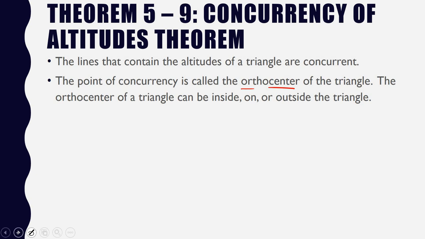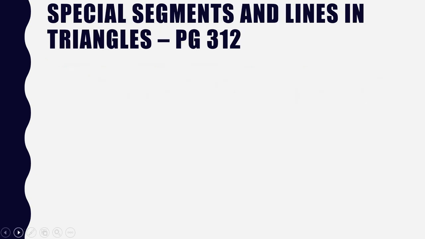The last thing I want you to do is to look at your books for special segments and lines and triangles on page 312. If you don't have your book with you right now, make a note that when you get to class or get to school, you take a look at page 312. I would copy that into your notes so that you have a summary of all of those special segments and their points of concurrency. And that is it.